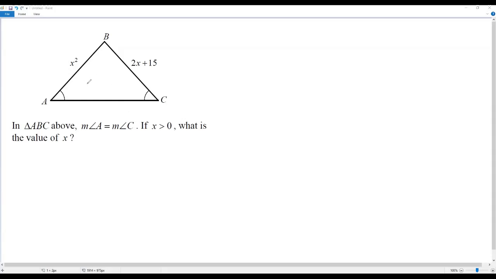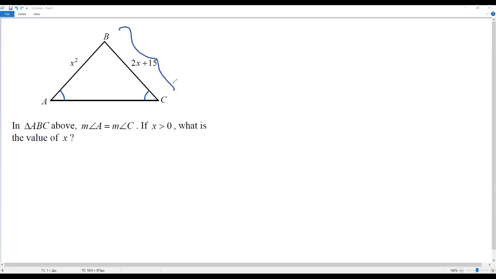Okay, in the given triangle ABC, there is a marking over the interior angle at vertex A and the interior angle at vertex C. So what do these markings indicate? These markings indicate that the angle measure A and angle measure C are equal. So in a triangle, if two interior angle measures are equal, then the sides opposite to those interior angle measures must be equal in length.